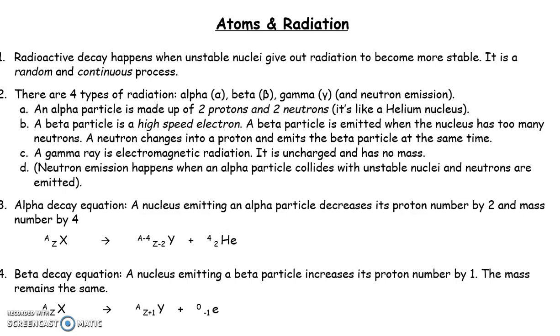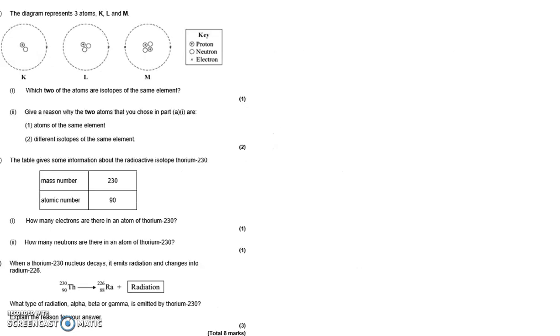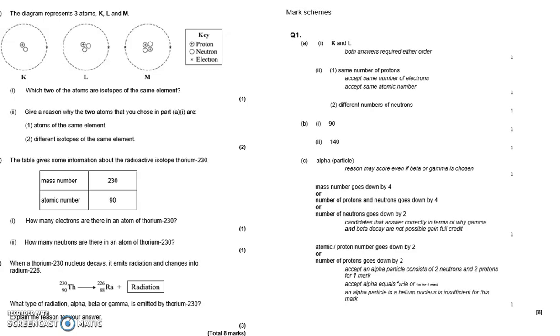So in the lesson, we've gone through what the 3 types of ionizing radiation are, and we've explained how to have a go at nuclear equations for alpha and beta. So to end, here is an exam-style question. Please have a go at this. Pause the video. I'd like you to spend about 10 minutes on this. And here's the mark scheme for you to mark your answers.